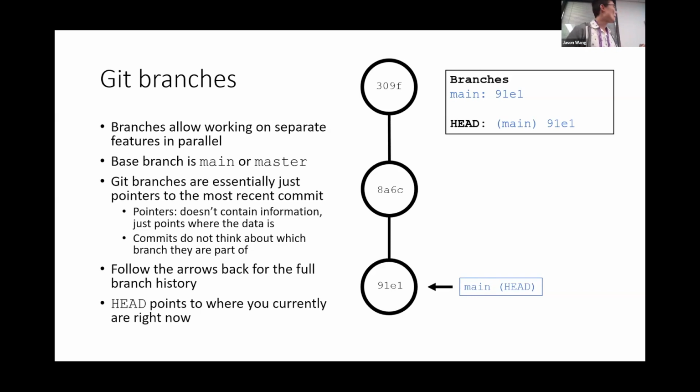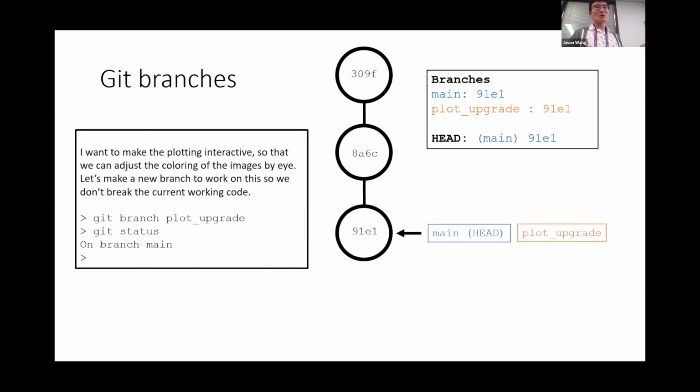So what happens when we create a new branch? Let's say I want to make the plotting interactive. So I want to be able to adjust the coloring by eye, balancing the different amounts of red and green and blue. So let's make a new branch to work on that. If we type git branch plot upgrade, that will create a new branch. But if we type git status, right now we're still on the main branch because it says on branch main.